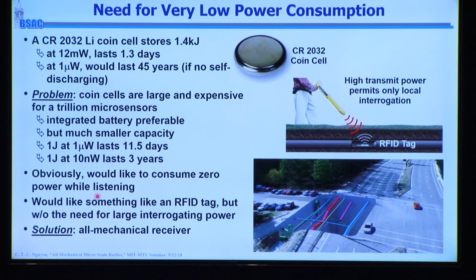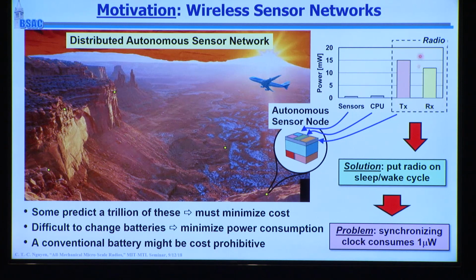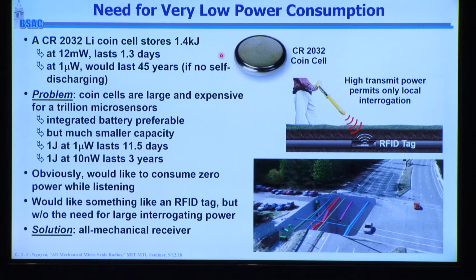So if you could take a CR2032 lithium coin cell, you can buy these in a store, right? That's 1.4 kilojoules of energy. At 12 milliwatts, which is the power consumption, if I go back, of this transmitter, that'll last 1.3 days. Okay, so you got 1.3 days out of it. If you can sleep this and just have effectively the power of the clock, then that's 1 microwatt. That would last 45 years. Okay, so that works. So what's the problem?